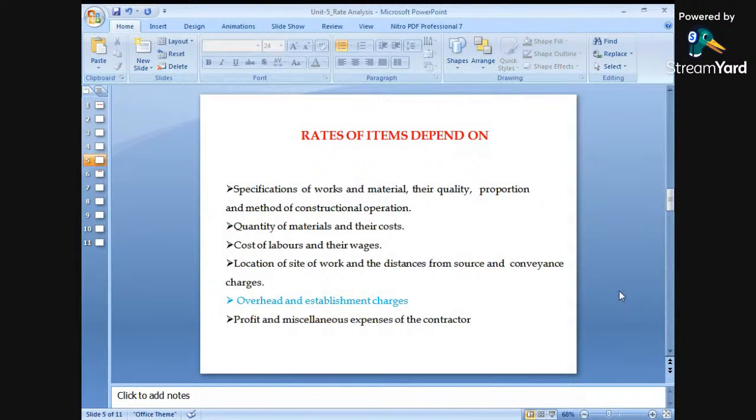Suppose we are finding out the quantity of sand, it is measured in cubic meters. Aggregate is measured in cubic meters, or cement is measured in bags. Some waterproofing agents are used, so they will again be measured per kg, or per bag in kgs, or per liters. So we have to find out these quantities.